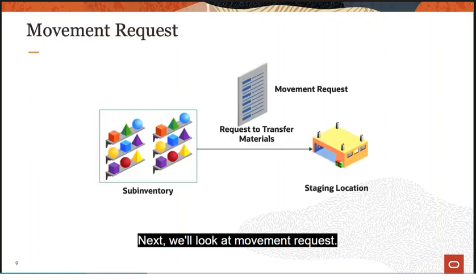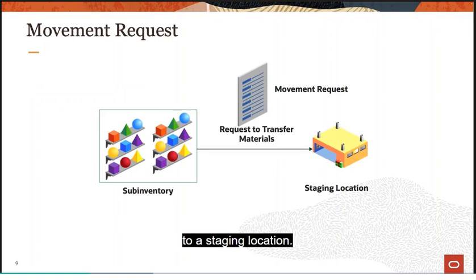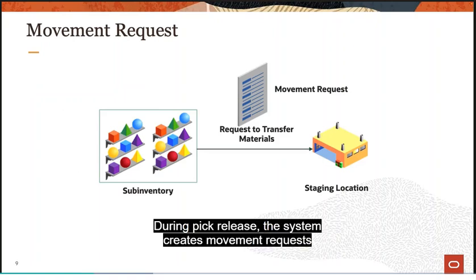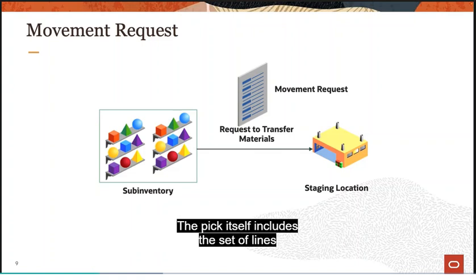Next, we'll look at movement request. A movement request is a request to move material from a source subinventory to a staging location. During pick release, the system creates movement requests in the background for shipment lines and any required subinventory transfers. The pick itself includes the set of lines that must be picked from the source subinventory.